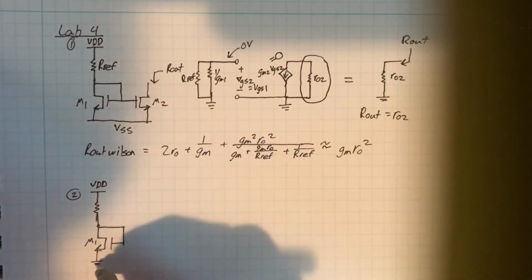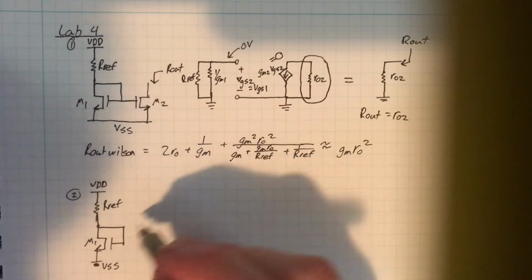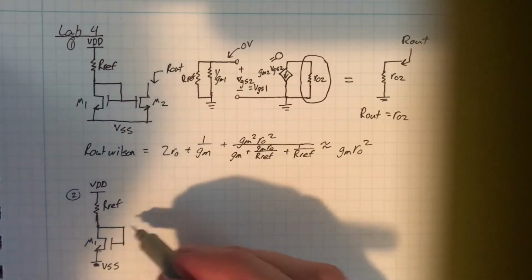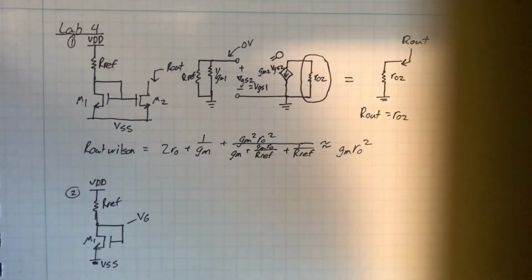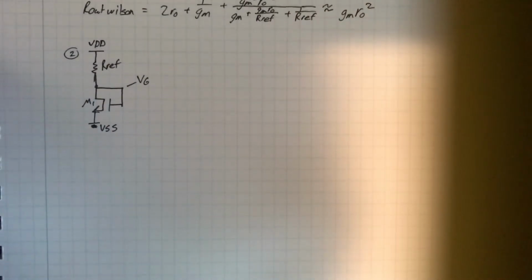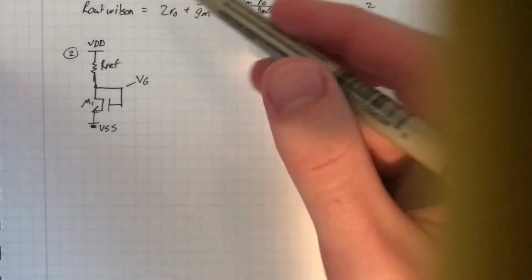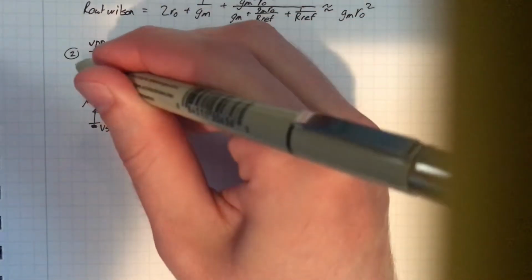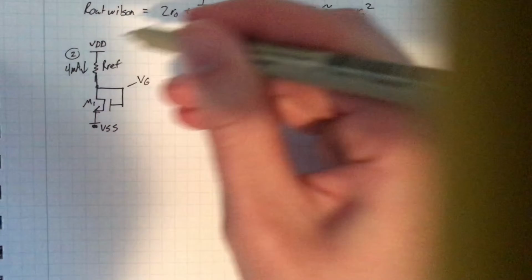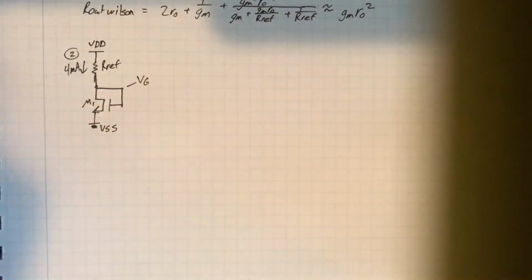VDD. This isn't ground actually, this is VSS. This is our ref. And we don't know what the gate voltage is. We'll just call it VG. Okay, we don't need to worry about M2 because it's just going to mirror the output. So we just need to figure out what VG is in order to get 4 milliamps. And once you know what VG is, you can calculate RF using Ohm's law. So pretty simple.